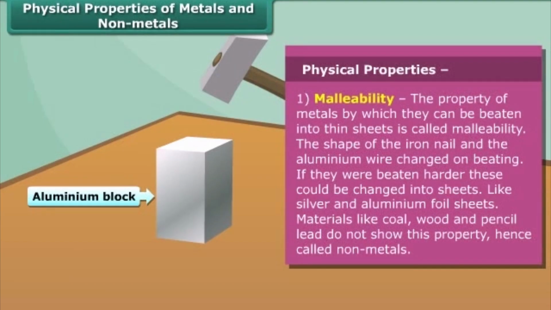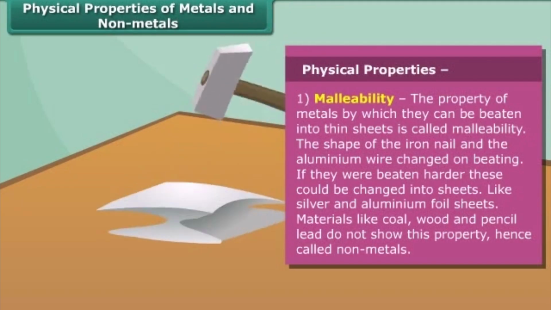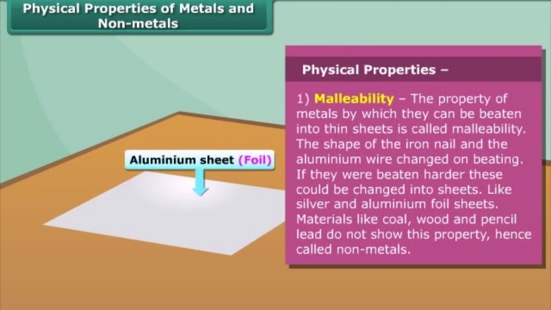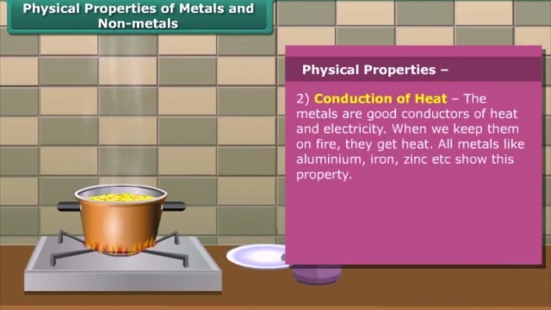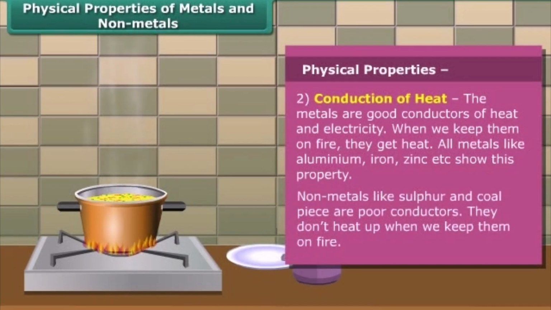The first property of metal is its malleability. By this property, the metals can be beaten into thin sheets. Non-metals don't show this property. Next property is conduction of heat. Metals are good conductors of heat and electricity, while non-metals are poor conductors.